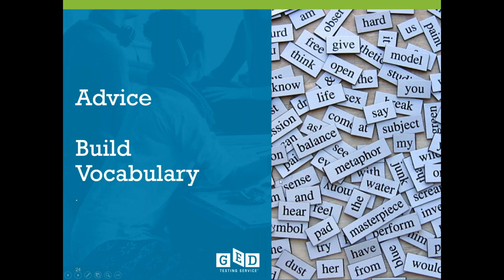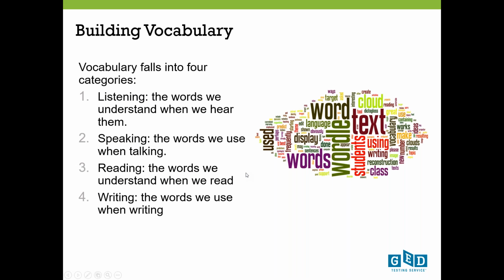So we have vocabulary, and it generally falls into 4 different categories. There are words that we understand when we hear them. There are words that we use when we talk. There are words we understand when we read. And then there are words that we actually use when we write things up.